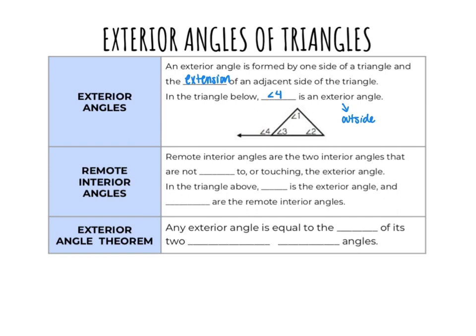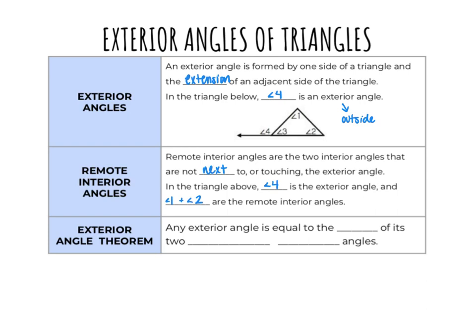Remote interior angles are the two angles that are not next to or touching the exterior angle. So in the triangle above, we said that angle 4 was the exterior angle, which makes angle 1 and angle 2 the remote interior angles. Angle 3 is not a remote interior angle to angle 4 because it's next to it. We're going to come back to this third box in a second, but let's keep talking about exterior angles and remote interior angles.